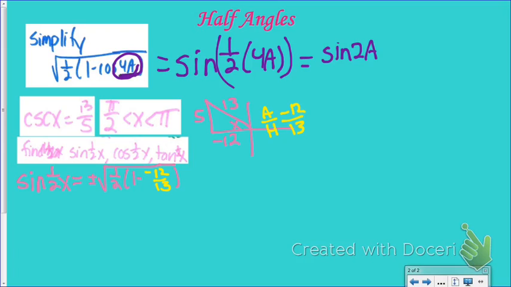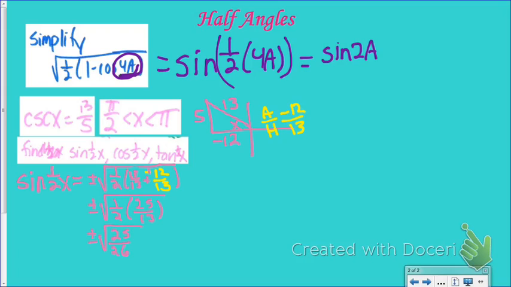So now what I'm going to do is just simplify the inside here. 1 I'm going to rewrite as 13/13 because I have a common denominator. Minus negative becomes plus. So this becomes 1/2. I'm going to add those two fractions. I'm going to keep the denominator and add the numerators. So that's 25/13. So this gives me the square root of 25/26.